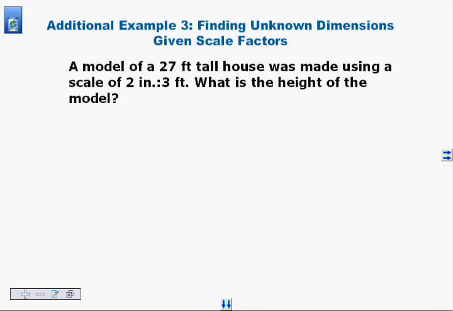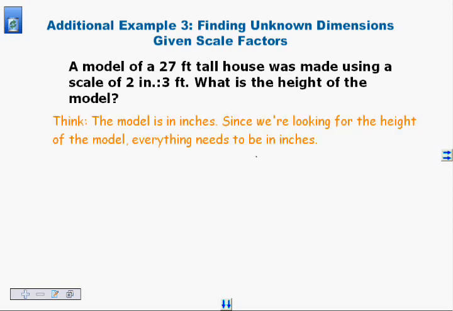So to get started, you're going to think the model is in inches. Since we're looking for the height of the model, everything needs to be in inches. If we were given the dimensions of the model and needed to find the house, then it'd all be in feet. But since we really want the tiny house, we're going to want everything in inches.